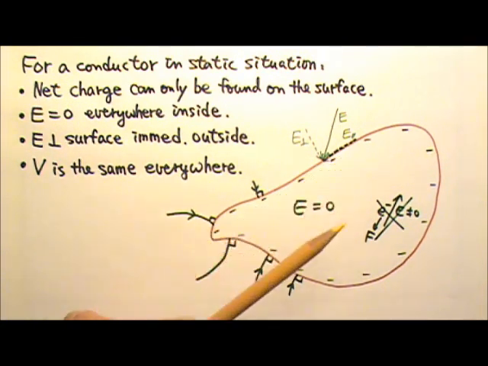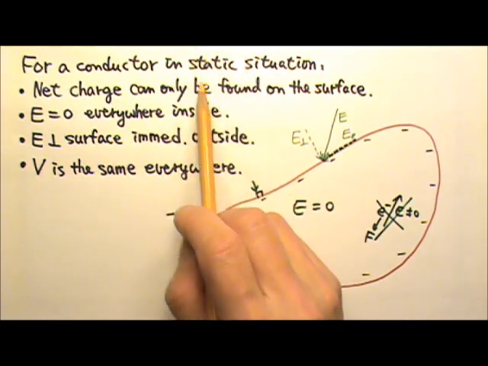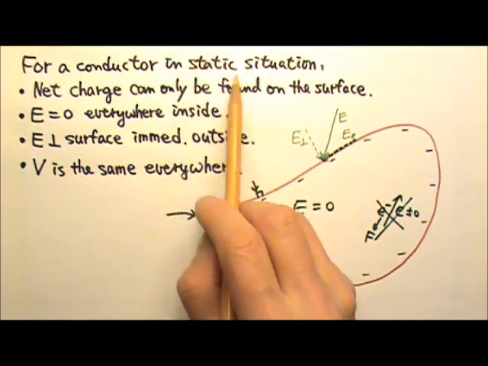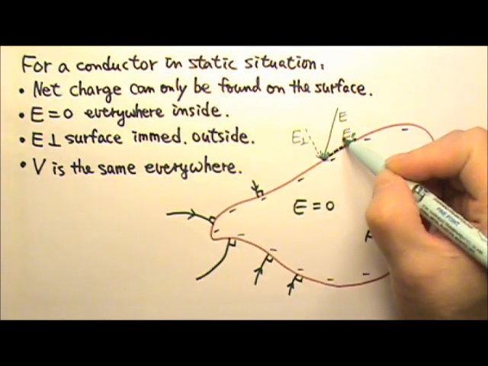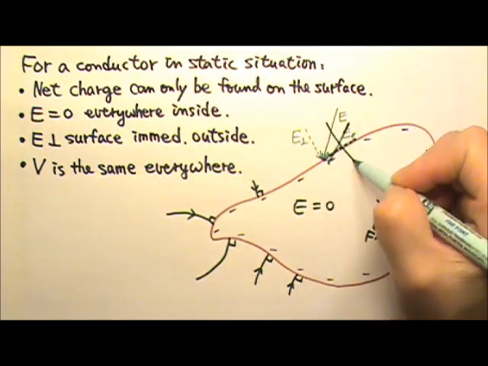If the electron is moving, that means it is no longer a static situation. So if it's a static situation, no charges are moving, there cannot be any parallel component of the electric field over here.